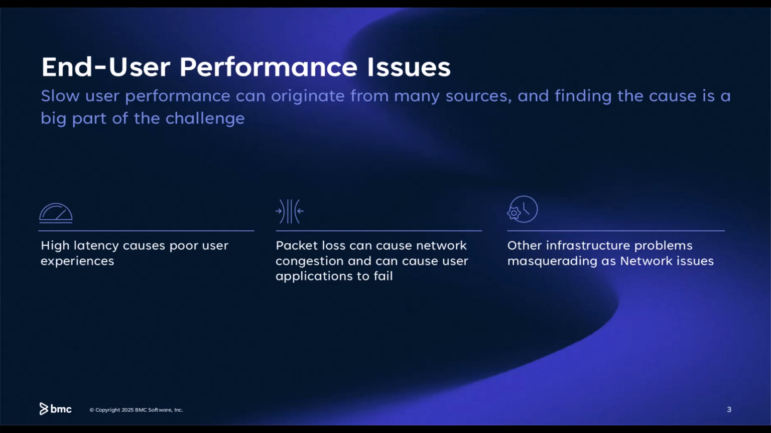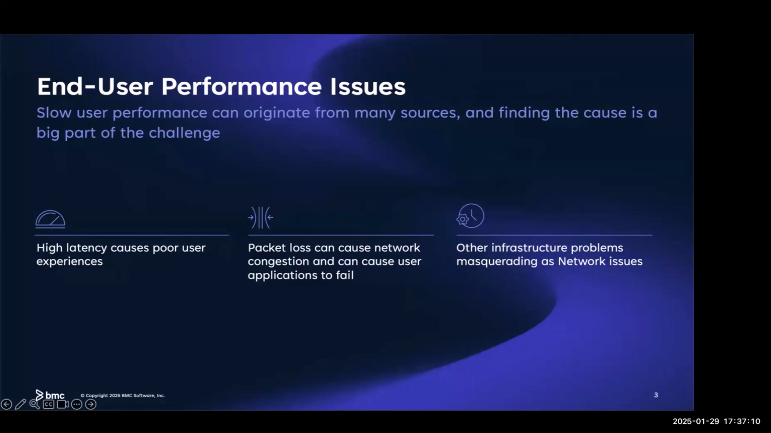Let's not forget, we might also be dealing with performance issues that stem from other parts of the enterprise infrastructure, things like server or storage bottlenecks, remote software API calls, or even end user station problems. Many of those will masquerade as network issues. So being able to identify the actual cause and make sure we're going straight to the real source of the problem is critical.